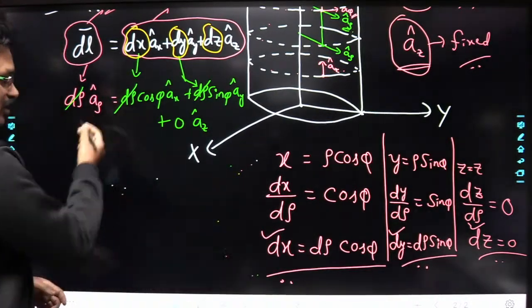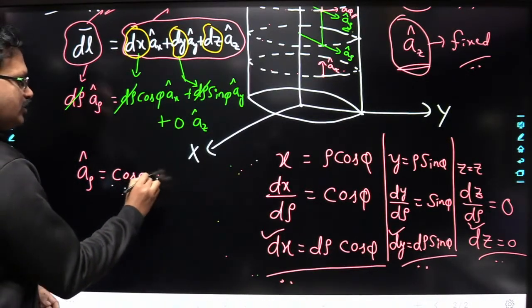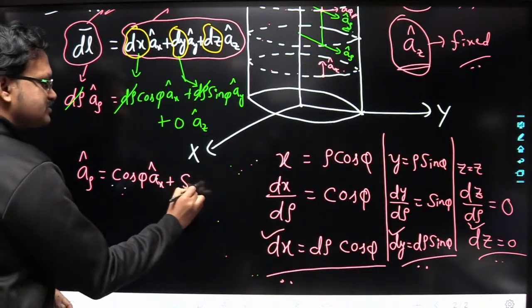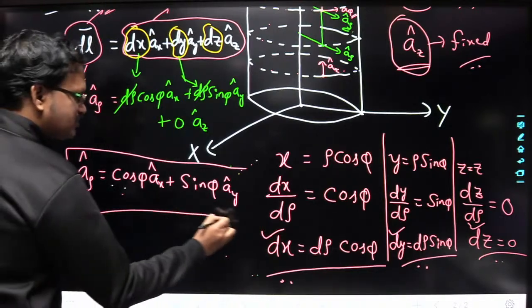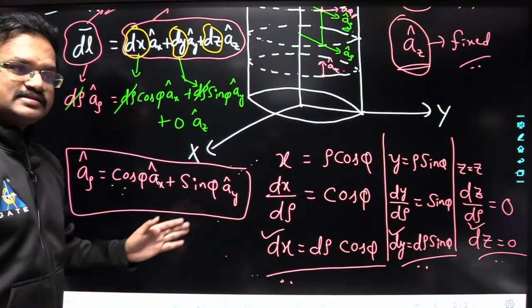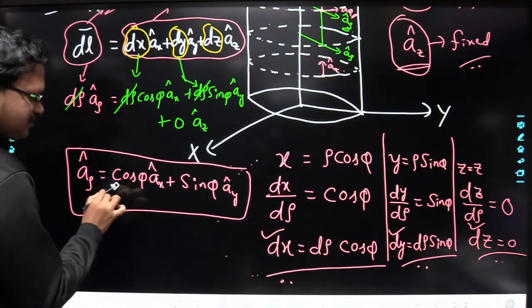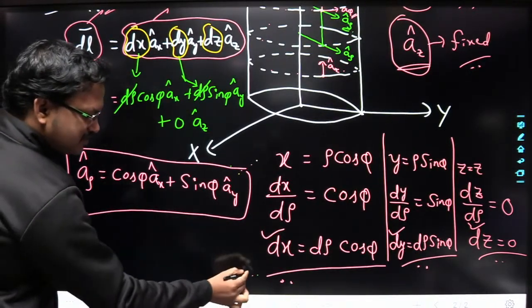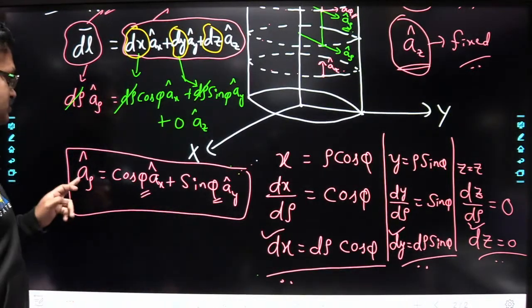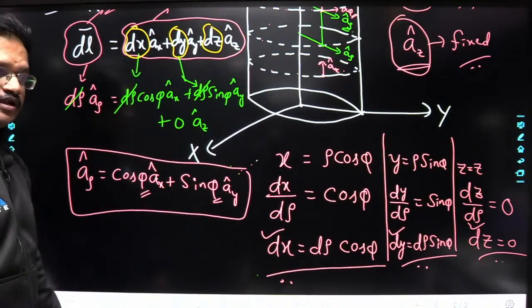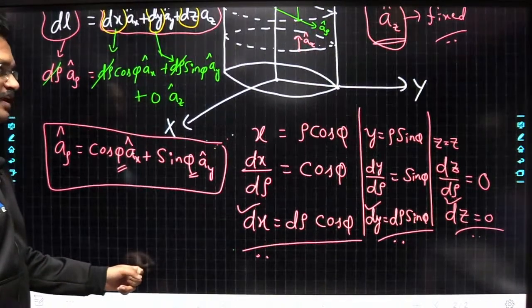Now we got the expression for a_rho cap, or not? So a_rho cap is equal to cos phi a_x cap plus sin phi a_y cap. Yes or no here? Right? So now we can see that this a_rho cap depends upon what? It depends upon phi, or not? Yes or no? The direction of a_rho cap depends upon phi. Understood? So a_rho cap is equal to cos phi a_x cap plus sin phi a_y cap.